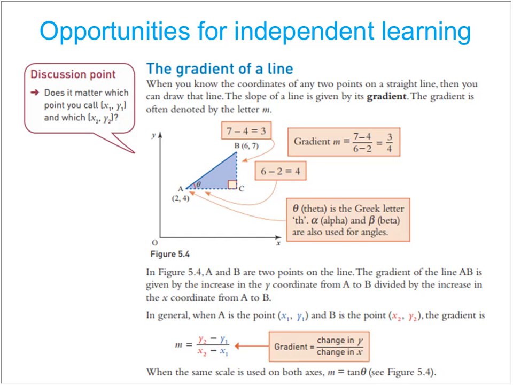There's a couple of nice points. That discussion point is quite nice, isn't it? I wonder if you ever properly think about that at GCSE. Does it matter which way around you use the points? And the last line is interesting as well. The relationship between the angle and the gradient. I don't imagine you think about that at GCSE.